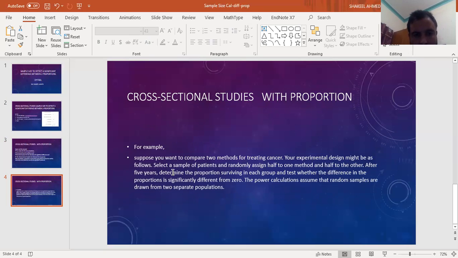So we take an example. Suppose we want to compare two methods for treating cancer, and the experimental design might be as follows. Select a sample of patients and randomly assign half to one group and half to the other group. After 5 years, determine the proportion surviving in each group and test whether the difference in the proportion is significantly different from zero. The power calculation assumes that random samples are drawn from two separate populations, the proportion of those in the control group and the treated group, or the proportion of persons who survive with the first method of treating cancer and the proportion of those who survived with the second method.